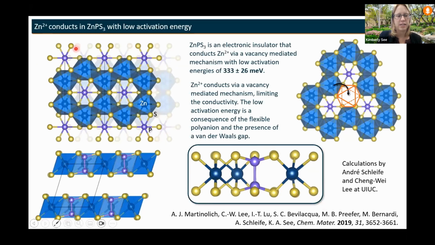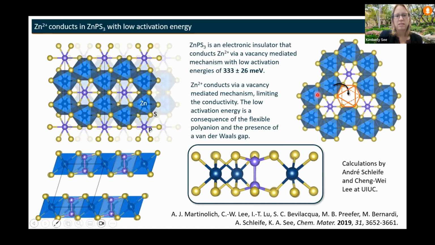This is ZnPS3. It's a distorted honeycomb subnetwork of zinc 2+ cations. Zinc is coordinated by sulfur, and sulfur is coming from this P2S6 polyanion. And the entire material is a van der Waals gap material. It has this beautiful van der Waals gap. And it turns out that this material conducts zinc. So it's an electronic insulator that conducts zinc.